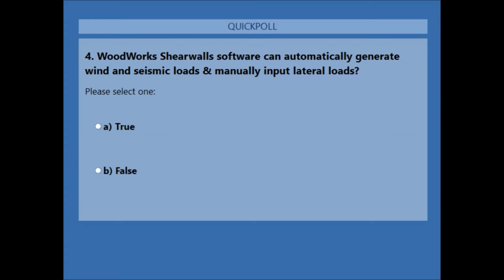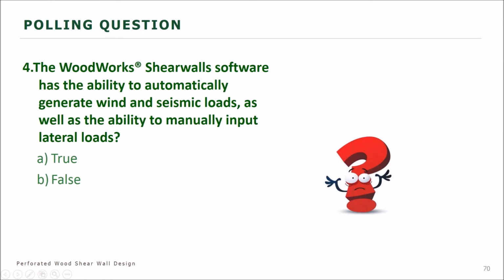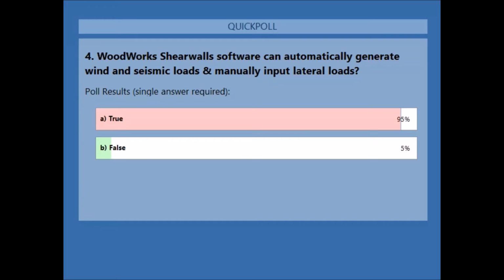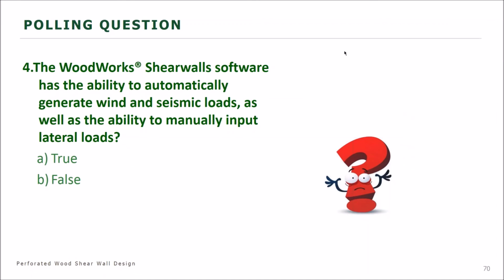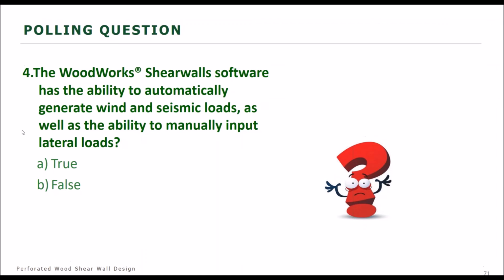All right, and we're going to make this a really quick one. 95% say true. What do you say, Adam? Well, that's great. Everybody was listening closely. Yes, so we can automatically generate loads, or we can manually input those specific wind or seismic loads as the user sees fit if they want to generate them elsewhere outside of the program.